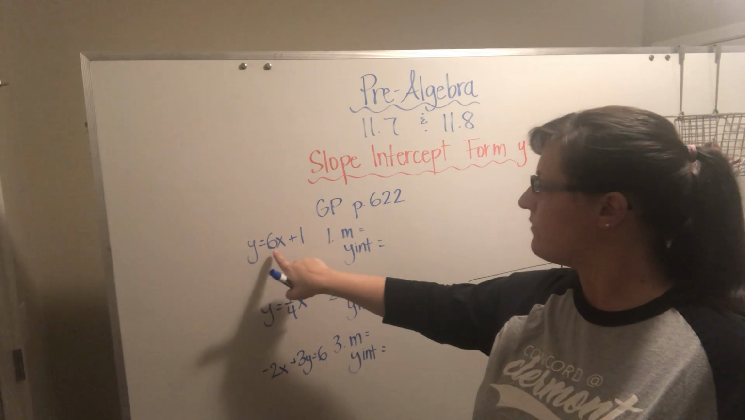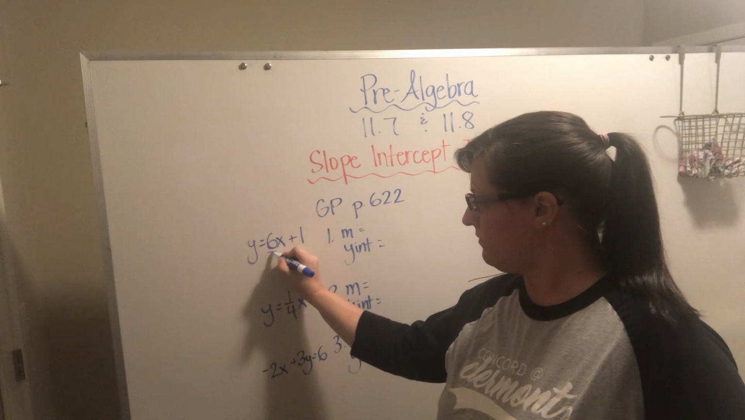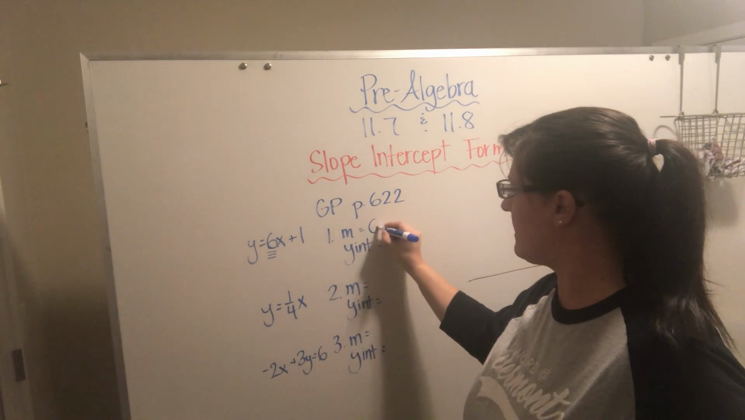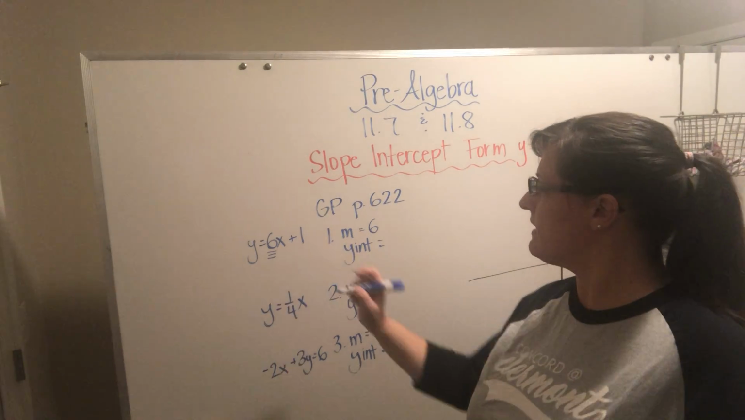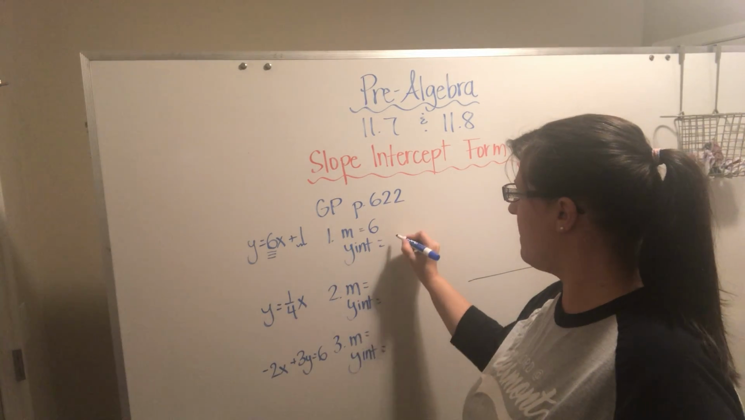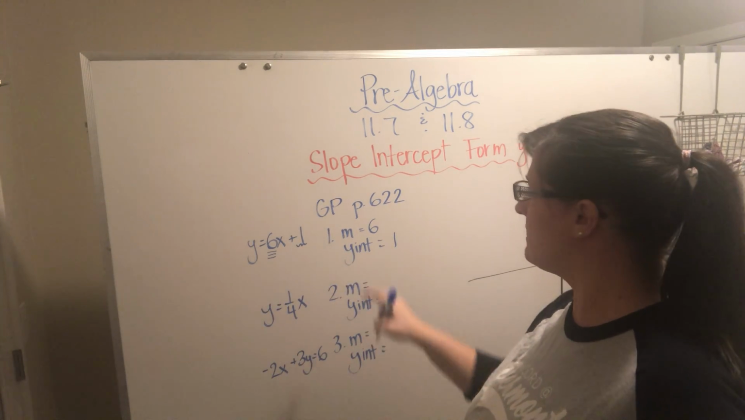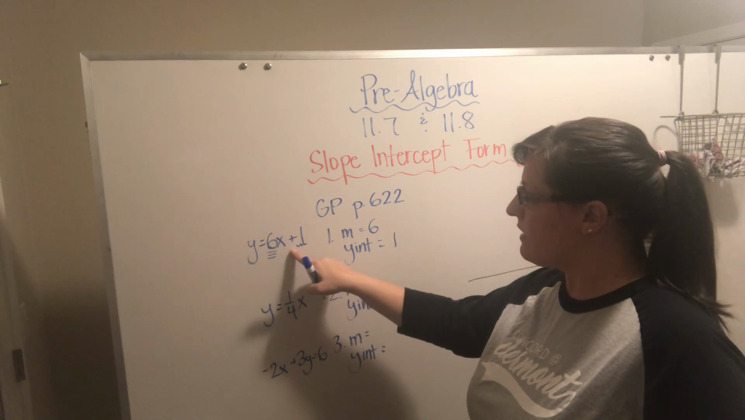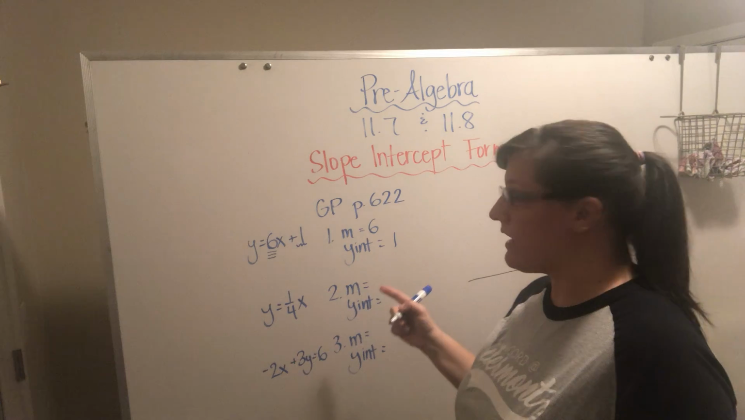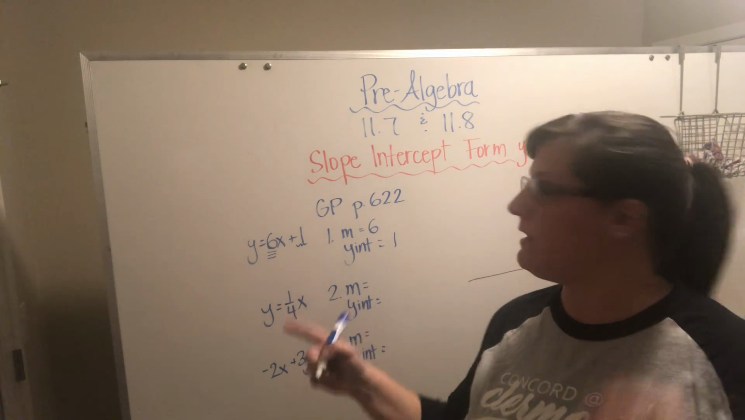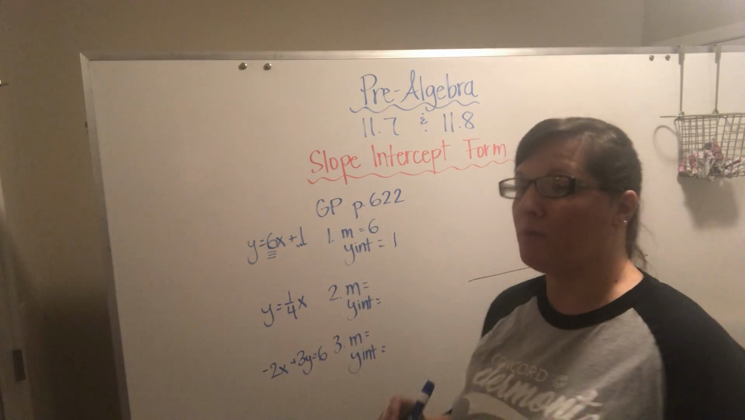Y equals mx, a number in front of my x, plus b. What's my m here? 6. My slope for that line is 6. Where does this line cross the y-axis? At 1. Easy enough, right? Whatever number is in front of x, that's your slope. Whatever number follows x is your y-intercept. As you will see, that can be negative. If it said 6x minus 7, your y-intercept would be negative 7.